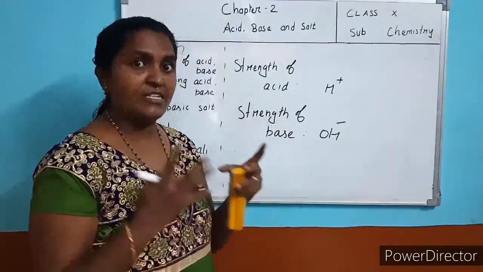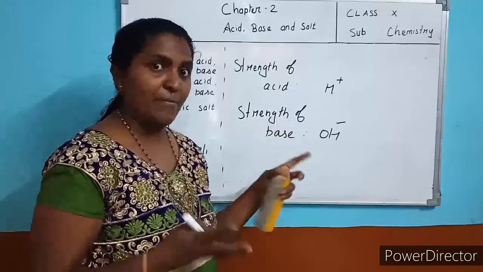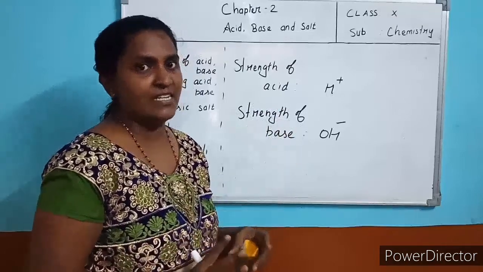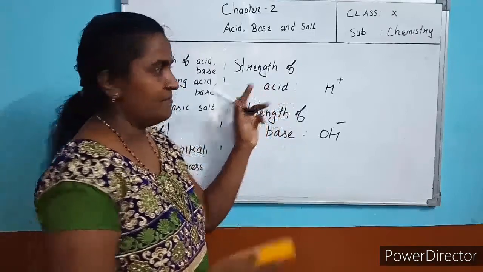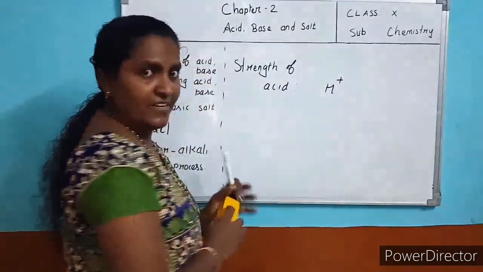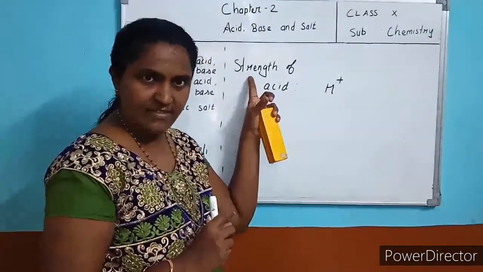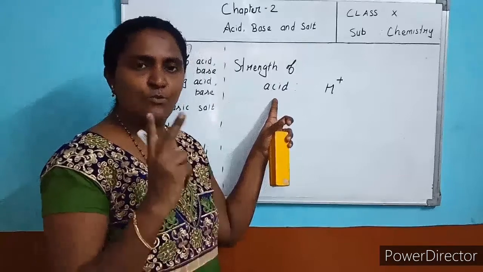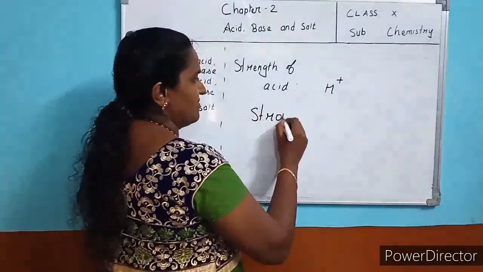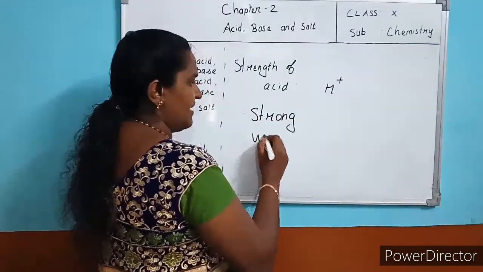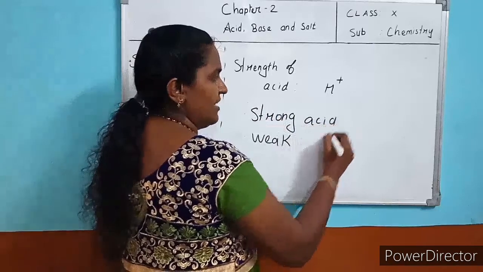Strength of acid means the number of hydrogen ions present in the solution. Strength of base depends upon the number of OH ions present in the solution. Based on strength, the acid is divided into two types. One is strong acid, the other one is weak acid.